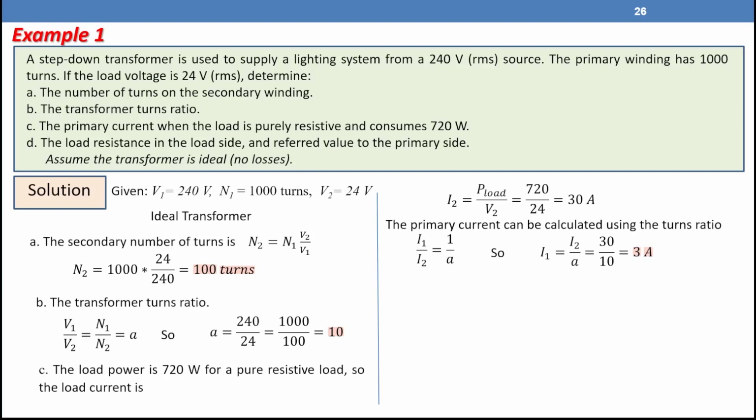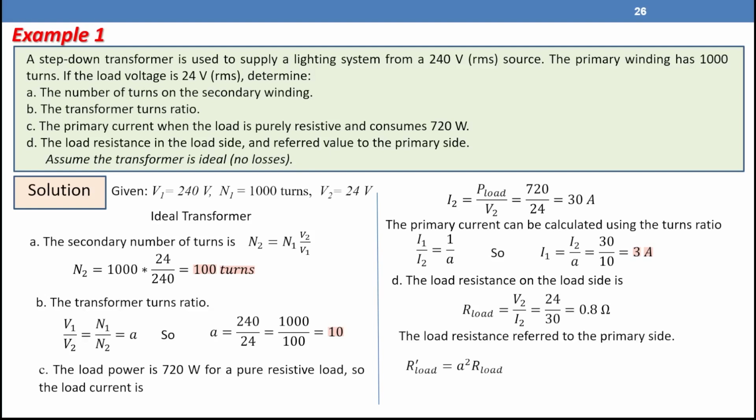What about the load resistance in the secondary side and the primary side? So the resistance in the load side will be V2 over I2, 24 volt over 30 ampere, equals 0.8 ohm. We are going to use the referring equation, which is R load dash equals A square R load. So in this case, we have 10 square multiplied by 0.8, which gives us 80 ohm if that one is referred to the primary.